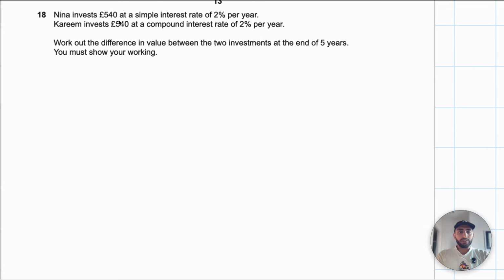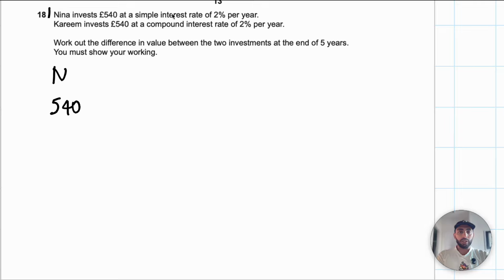Question 18. Nina invests £540 at a simple interest rate of 2% per year. Kareem invests £540 at compound interest rate of 2% per year. Work out the difference in value between the two investments at the end of the 5 years. Let's concentrate on Nina first. So Nina is starting off with £540 and she's getting a simple interest rate of 2% per year.